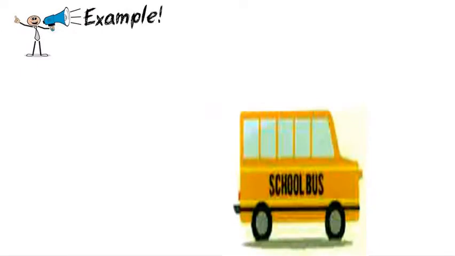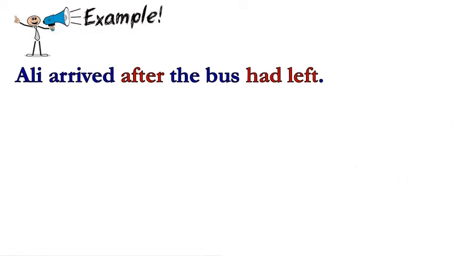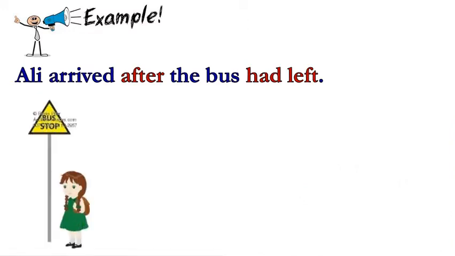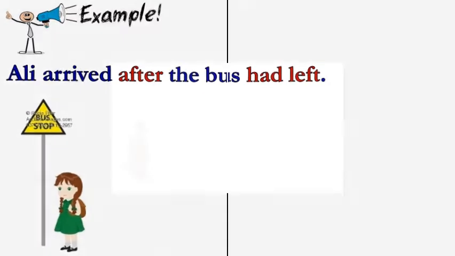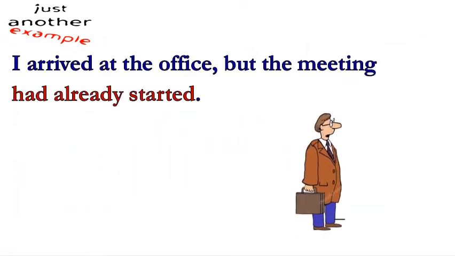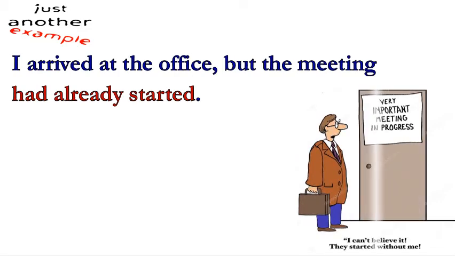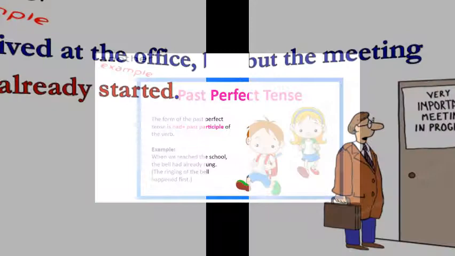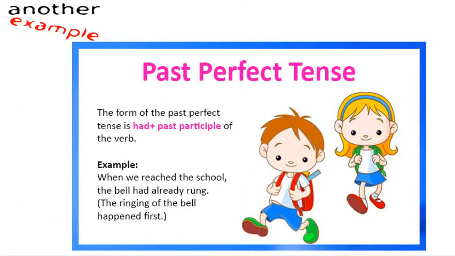Look at this example. Ali arrived after the bus had left. I arrived at the office, but the meeting had already started. Past perfect tense. The form of the past perfect tense is had plus past participle of the verb. Example: when we reached the school, the bell had already rung. The ringing of the bell happened first.